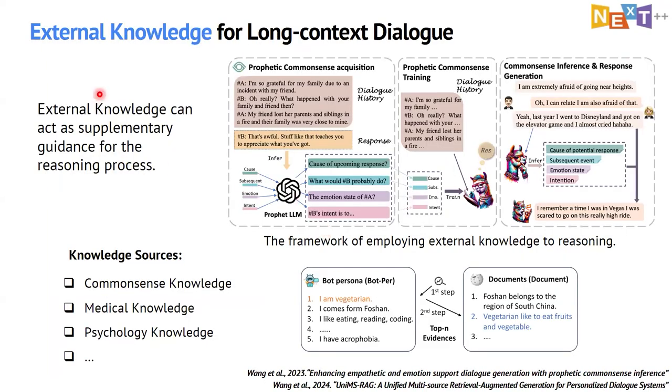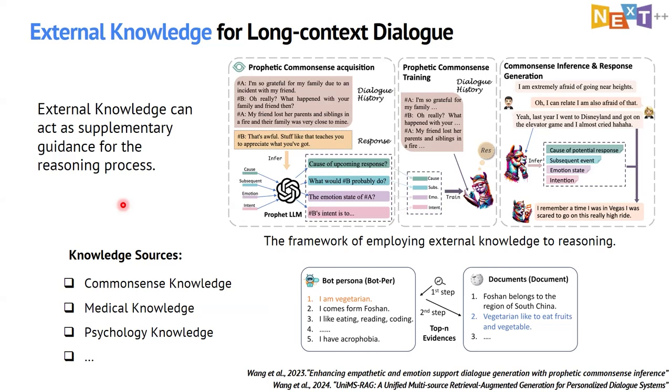So there are actually two ways to handle long context dialogues in the literature. The first group of studies leveraged external knowledge for long context dialogue. Such external knowledge can act as supplementary guidance for the reasoning process. These knowledge sources may include common sense knowledge, medical knowledge, psychological knowledge, and so on, depending on different kinds of applications. However, this type of approach typically fails to capture personalized and context consistent information for generating appropriate responses to interact with the users during a multi-session conversation.